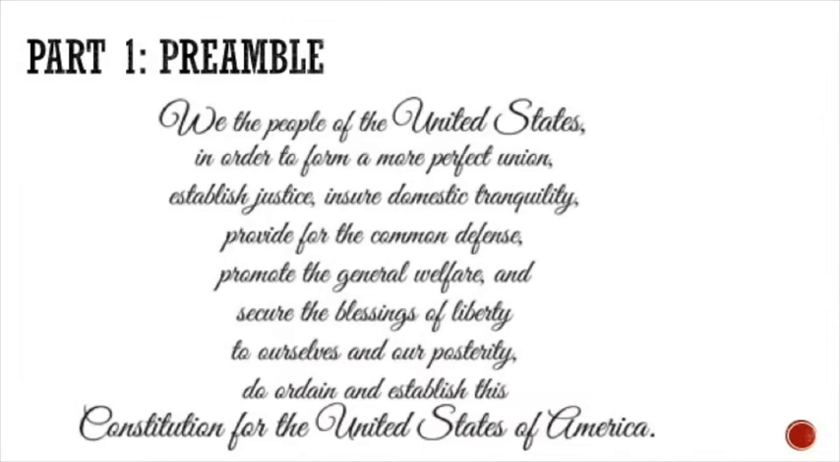The Constitution has 3 main parts: the preamble, the articles, and then the Bill of Rights. This is the preamble. It basically says the purpose of the Constitution and who wrote it. It says, "We the people of the United States, in order to form a more perfect union, establish justice, ensure domestic tranquility, provide for the common defense, promote the general welfare, and secure the blessings of liberty to ourselves and our posterity, do ordain and establish this Constitution for the United States of America."